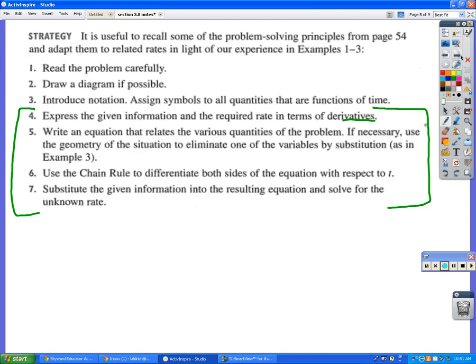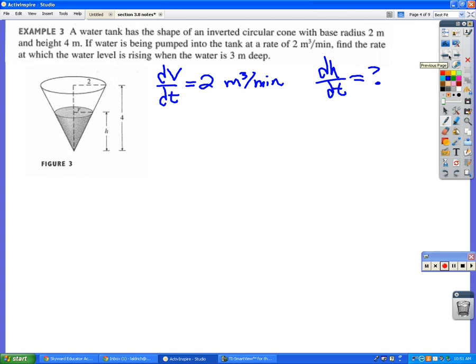Pretty exciting stuff. Okay, so that was number 4, express the given information and the required rate in terms of derivatives. Now we're in trouble. Write an equation that relates the various quantities of the problem. If necessary, use the geometry of the situation to eliminate one of the variables by substitution, as in example 3, and we are in example 3. So, what is the formula that we know here? Right, the volume of a cone is equal to 1/3 pi r squared h.